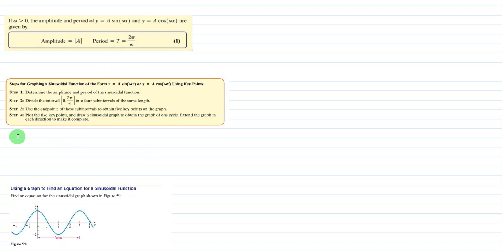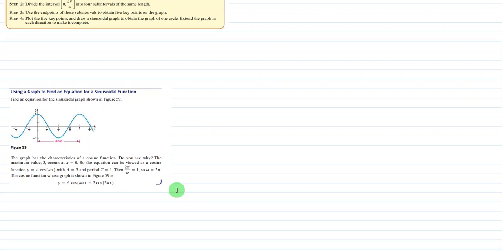These are the steps for graphing a sinusoidal, we'll just say either sine or cosine function by hand using key points. And you would determine the amplitude and period, and you would divide the period into 4 intervals, and then you use those endpoints. So what you're trying to get is the max and the min. Let's look down here.